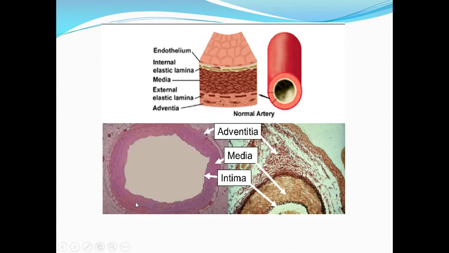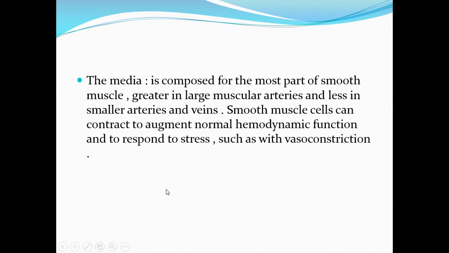And you can see here a cross section through an artery showing the intima, the media, and the adventitia. This is a histopathologic section showing the adventitia at the exterior of the artery, the media, and the intima, which is a single cell layer. Here you can see it in a magnified view as a single cell layer.